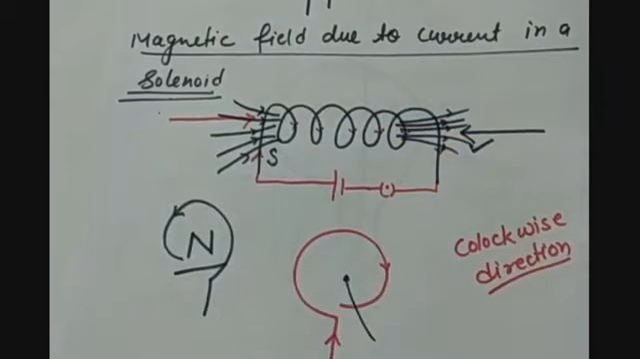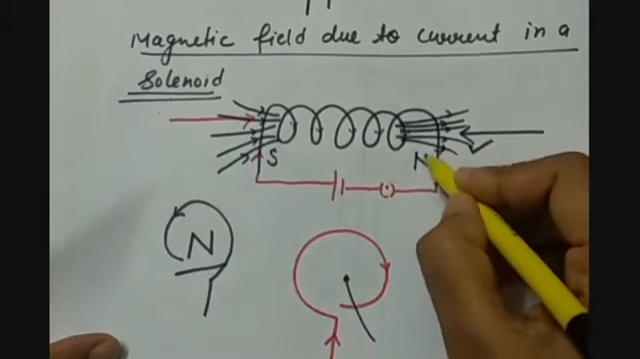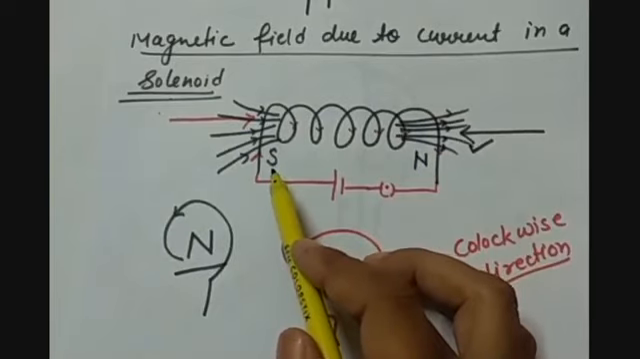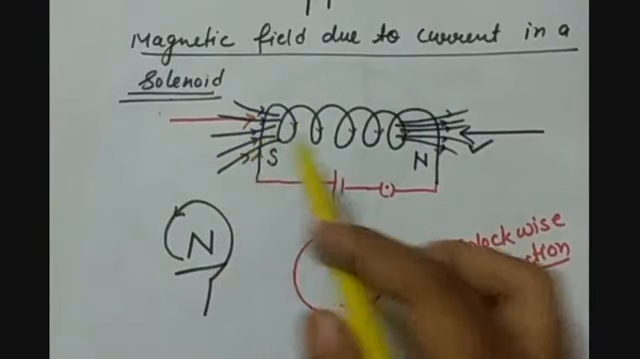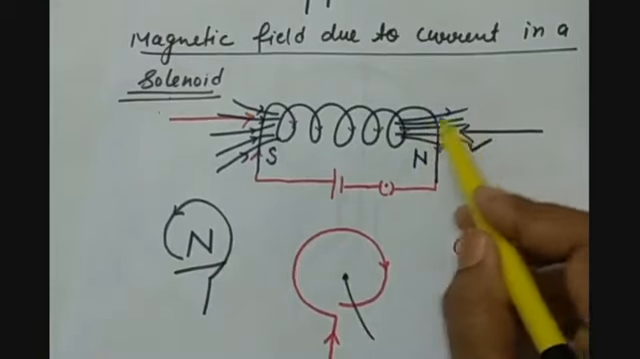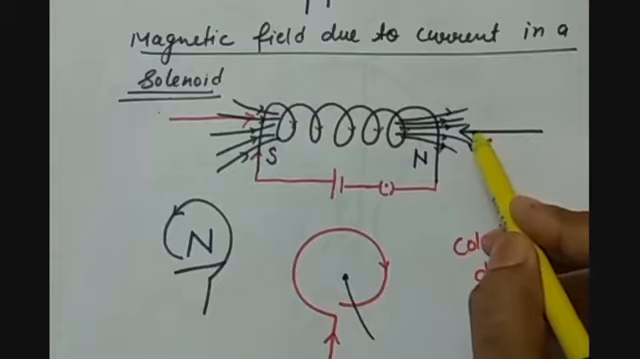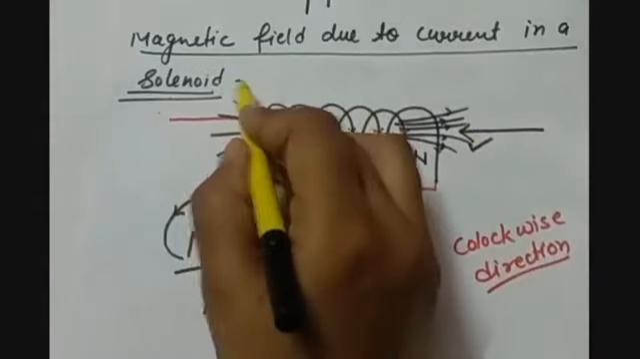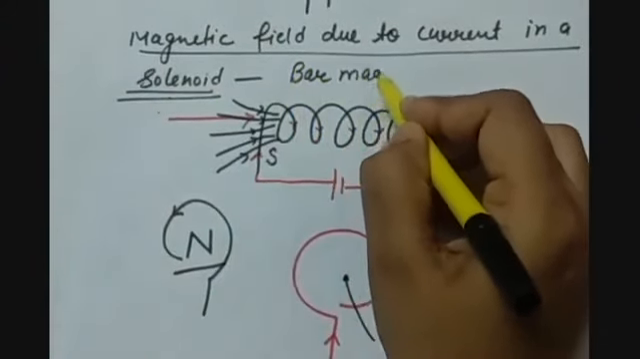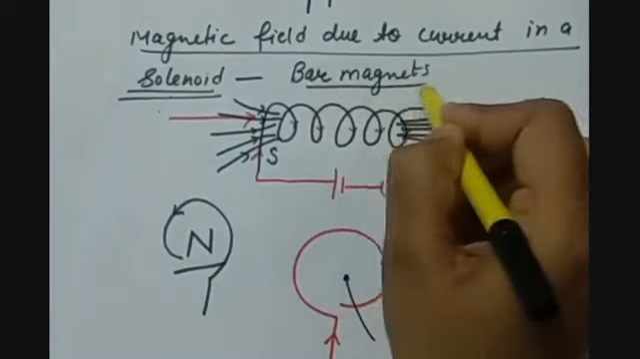So now you can understand that a solenoid, when current is flowing in it, behaves like a bar magnet, because one end of the solenoid is behaving as the south pole where the magnetic field lines are entering, and another end is behaving as the north pole from where the magnetic field lines are emerging. So a solenoid is a kind of bar magnet. We can compare the two magnetic fields of bar magnets and the solenoid.